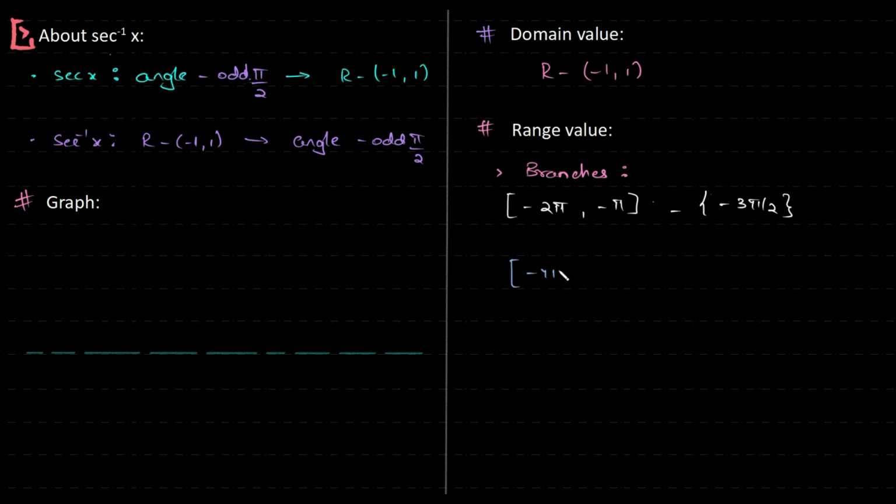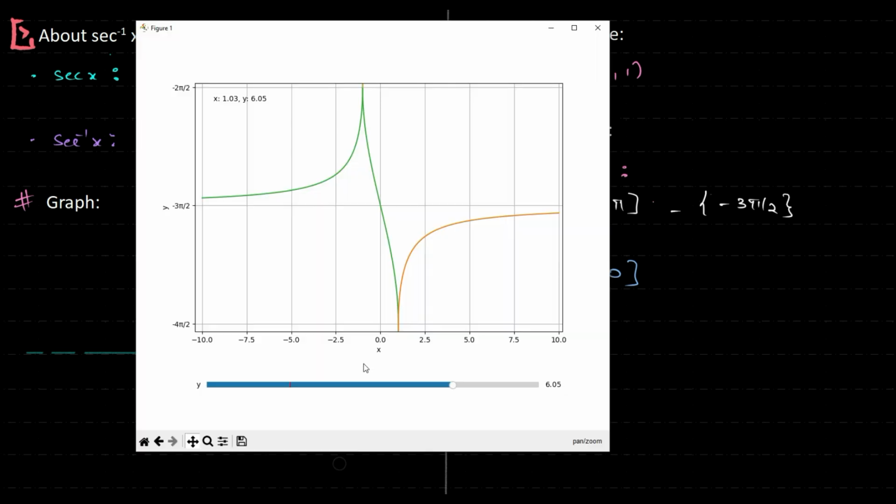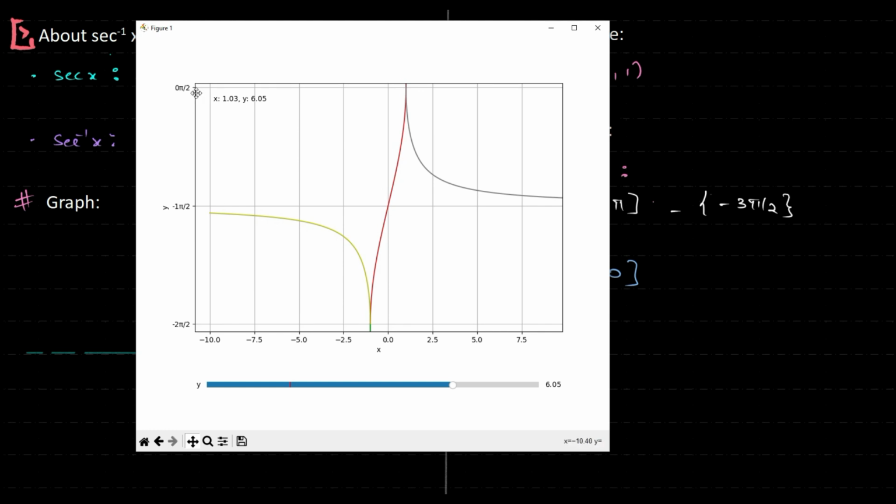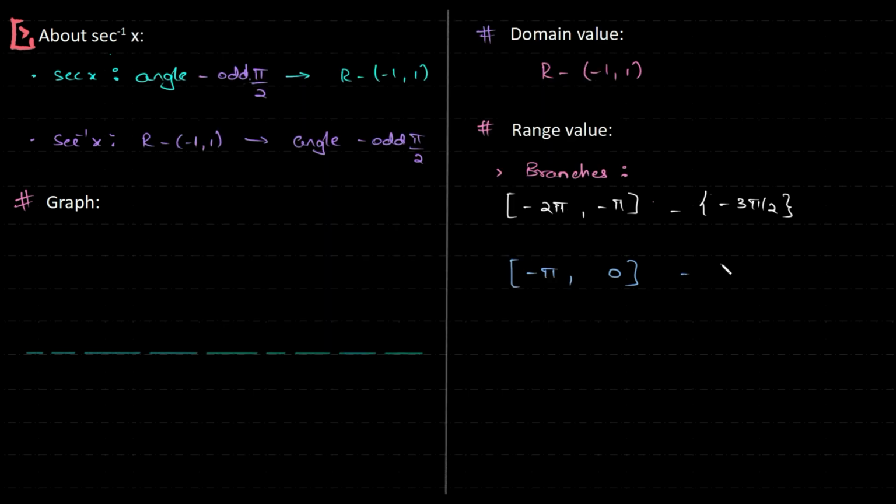Similarly, the next will start from minus pi to, can you guess? 0. Let me show that. Minus pi by 2, 0. Right, sorry, minus 2 pi by 2, that is minus pi to 0. It will not include minus pi by 2. So the next one will be 0 to pi, and it will exclude pi by 2. If you observe the pattern, it's very clear.